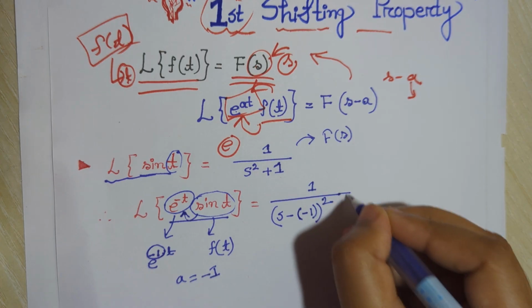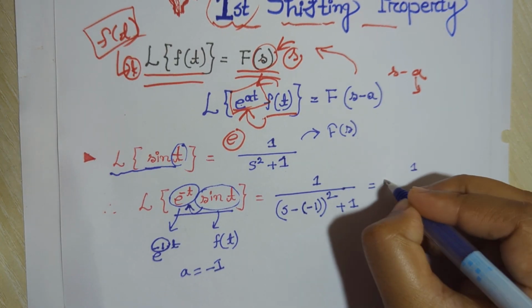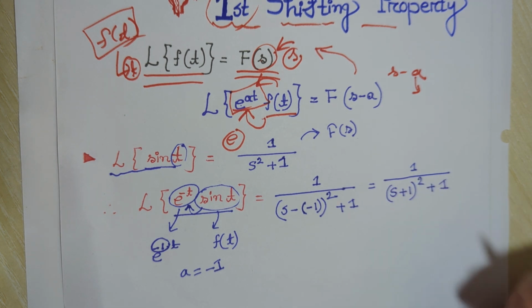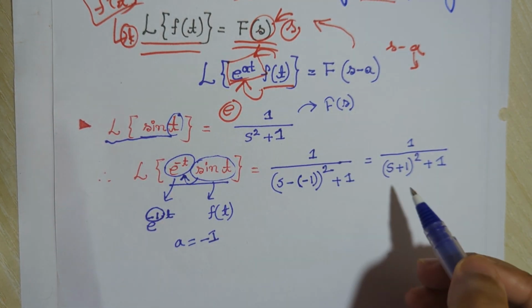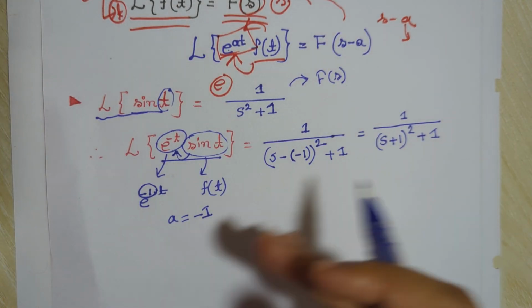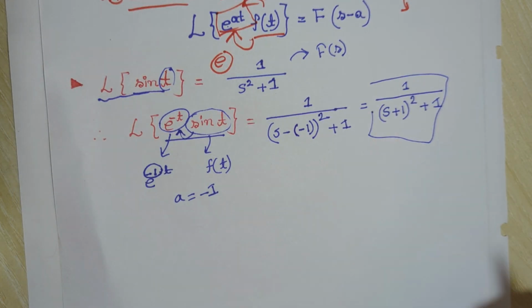This square will be the same as before, and if we remove the bracket we will get 1 divided by s plus 1 whole square plus 1. So this is the answer of this function using the first shifting property. If we do this manually using the main formula of Laplace transform, we will also get this same answer.